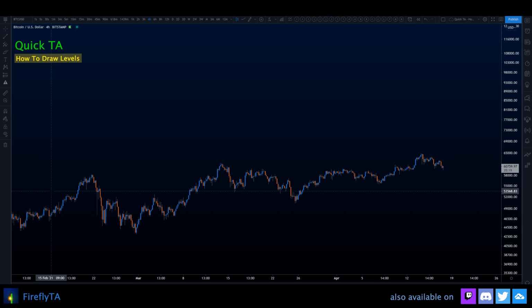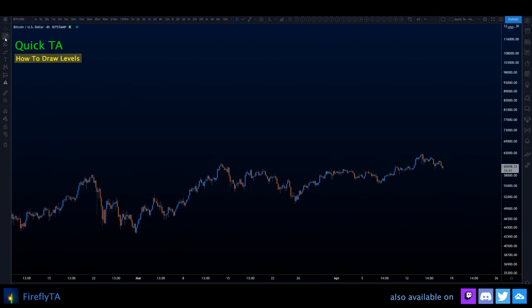Please have a look in the description. There's a list of requirements you have to have in order to understand the topic. So this topic right here, drawing levels, is fairly easy. You don't need anything besides the ability to read the chart, and you have to know what candlesticks are and how they work. If you don't know about that, please have a look at one of the resources for how to read charts. Okay, let's start right away.